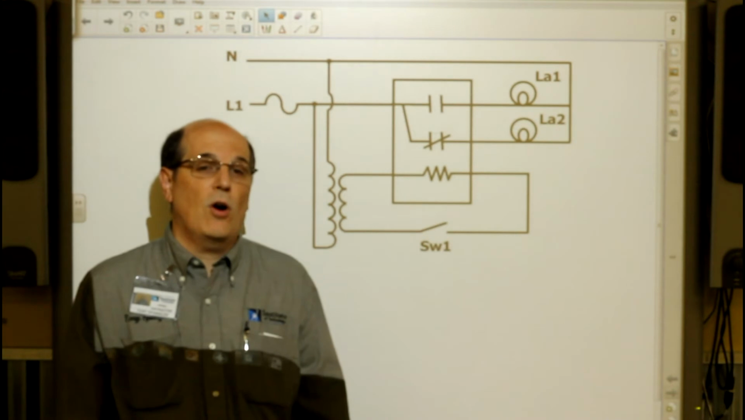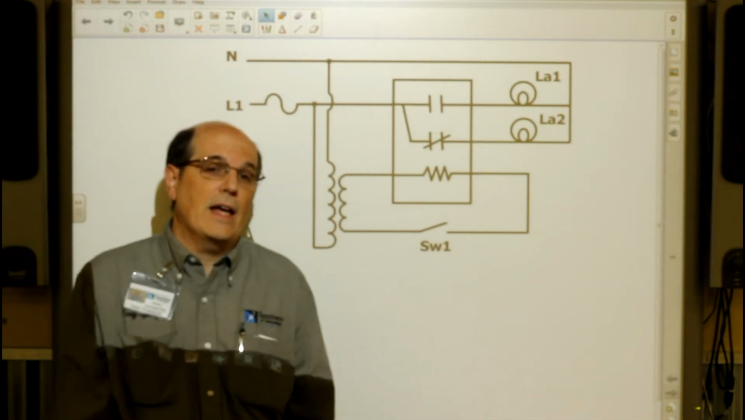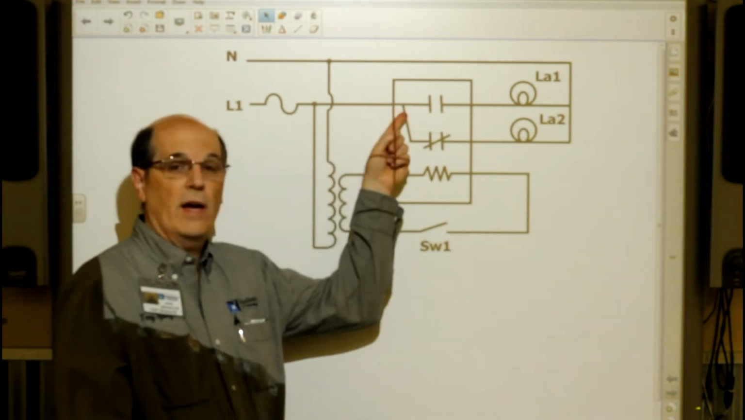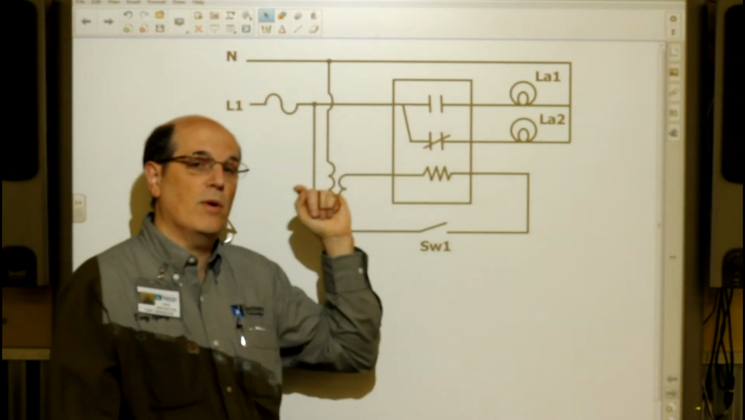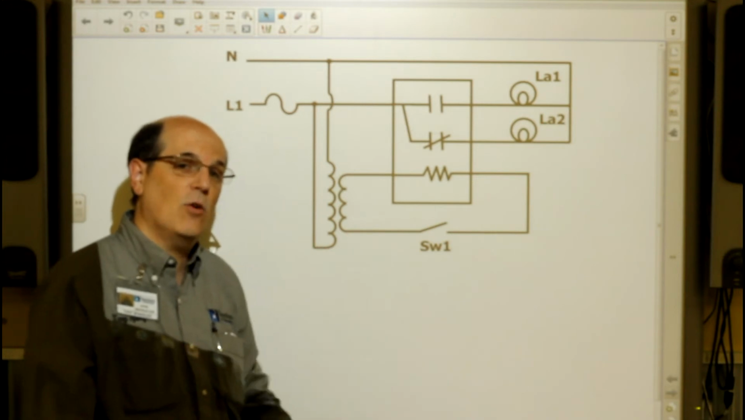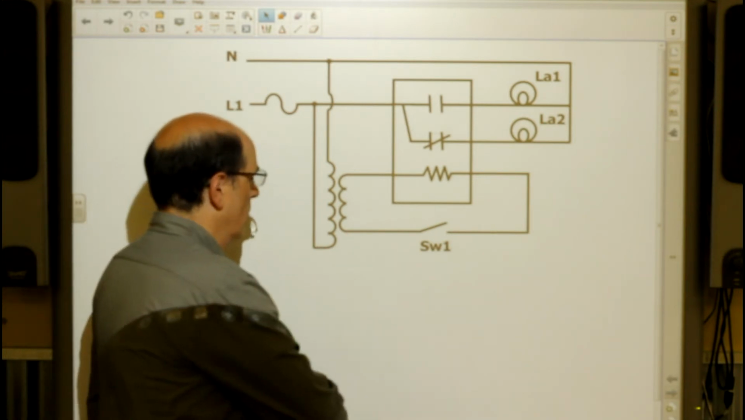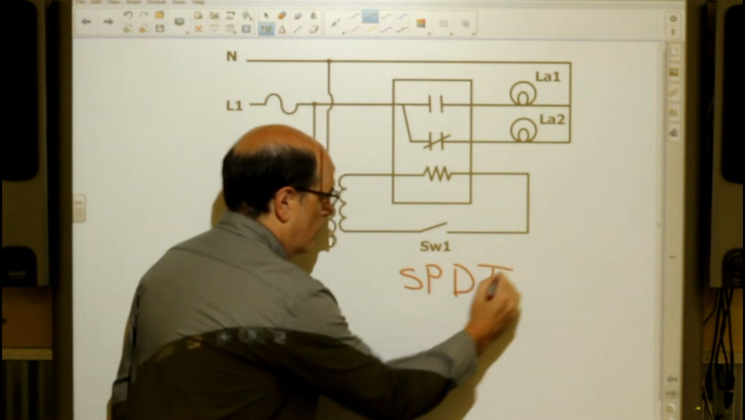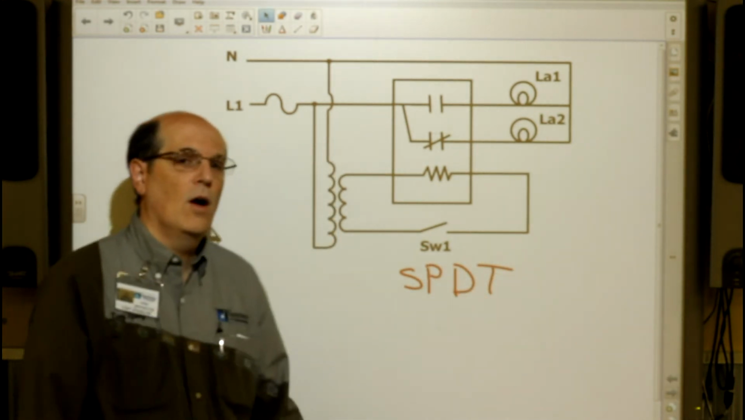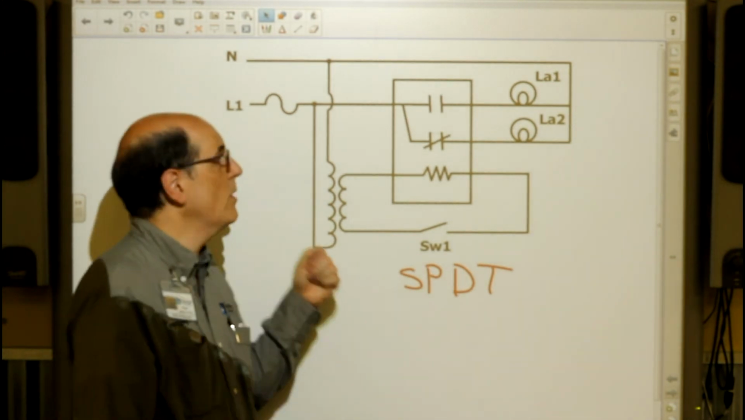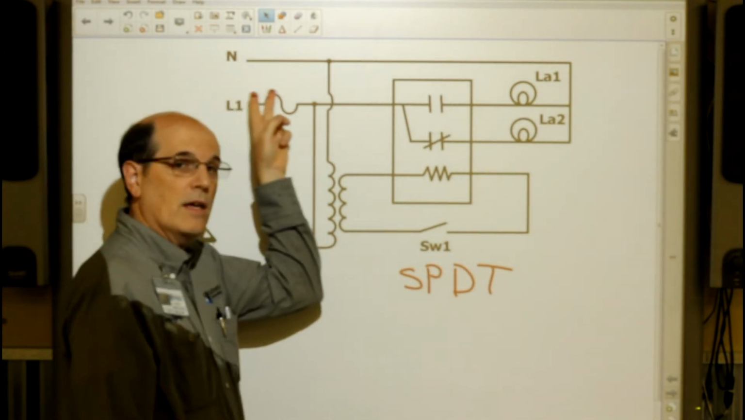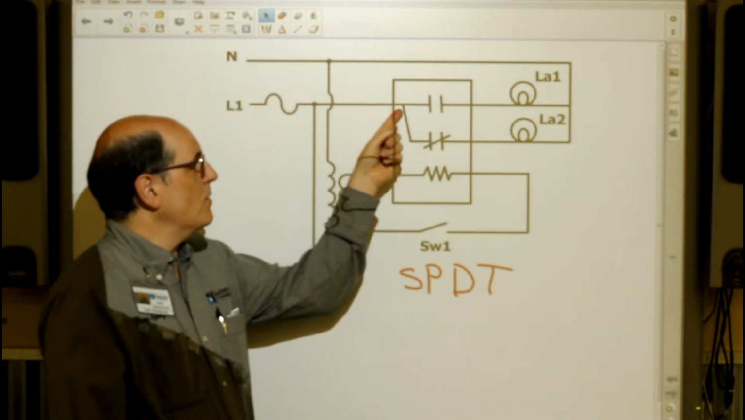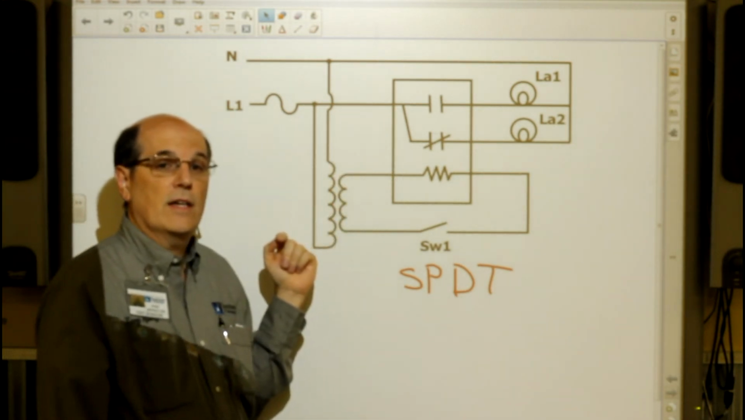Here we can see a small circuit with a relay inside of it. This particular relay has one input, two outputs. This is a single pole double throw. What we're going to do in this circuit is we're going to have our power coming in. We're going to have 115 volts coming in. We're going to bring that directly into the single pole.